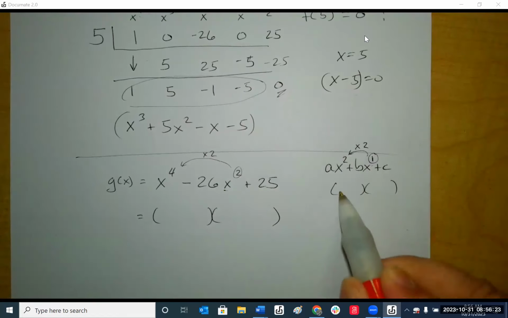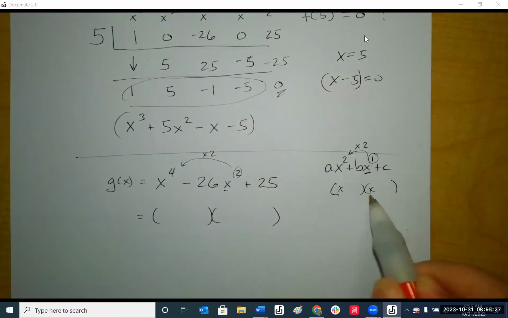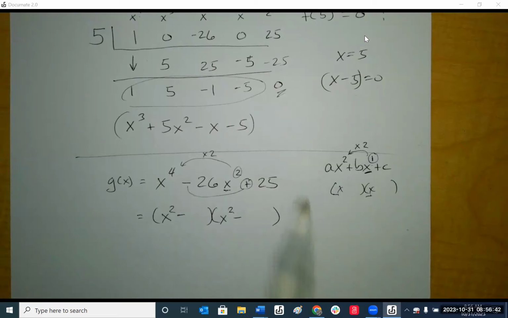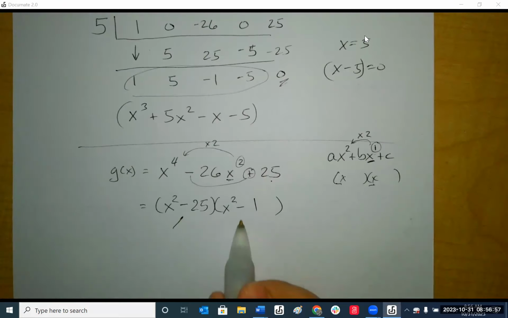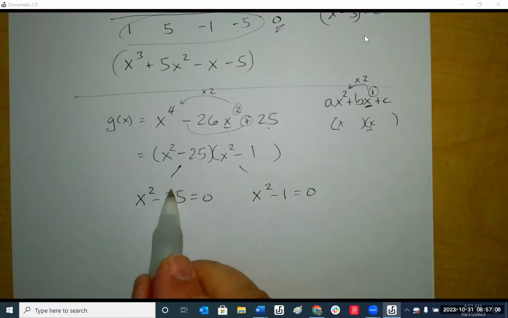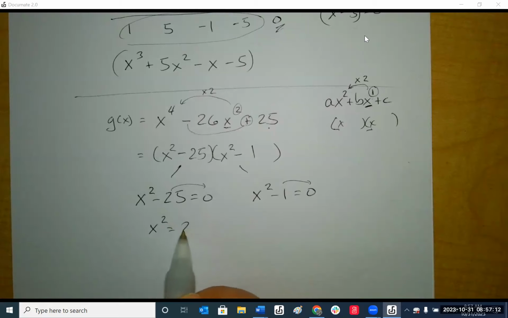And remember, when we did this, we put x and x here. Whatever goes here is really the middle term. So this is x squared and x squared. Both signs are the same. They're both minus. What times what is 25? When you add them, you get 26. Five and 1. Take both of these and set them equal to 0. So move that over there. So we have x squared equals 25. x squared equals 1.